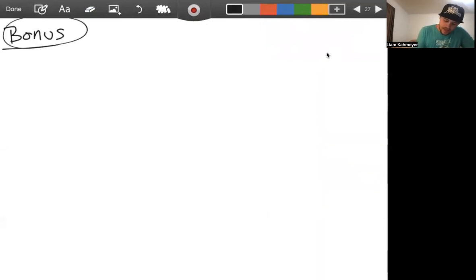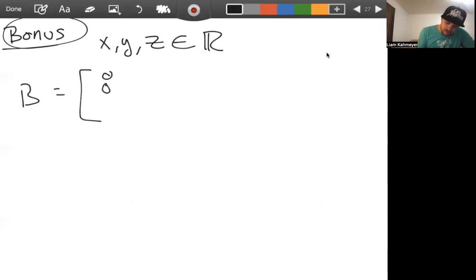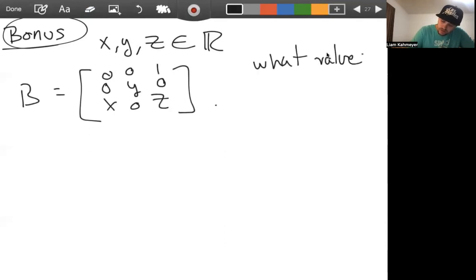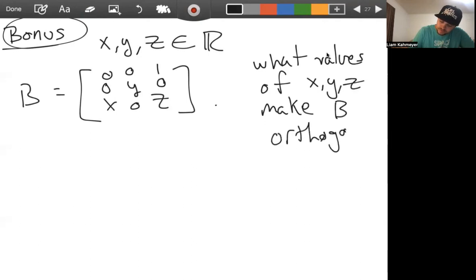This is the bonus problem. It says, consider real numbers x, y, z, and the matrix B given by 0, 0, x, 0, y, 0, 1, 0, z. And here's the question: what values of x, y, z make B an orthogonal matrix? And what does it mean that B is orthogonal? It means the column vectors form an orthogonal set, right?